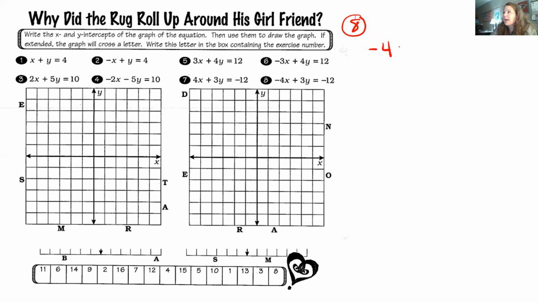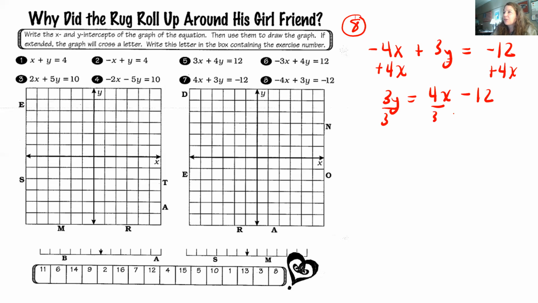So the first way, I'm going to write the equation in slope-intercept form, which means to solve for y. So I'm going to add 4x to both sides. So I'm going to bring down 3y is equal to 4x minus 12. I'm going to divide every term by 3. So y is equal to 4/3x minus 4. So I'm going to go down here and I'm going to graph my y-intercept at (0, -4), 1, 2, 3, 4. And then my rise is 4.